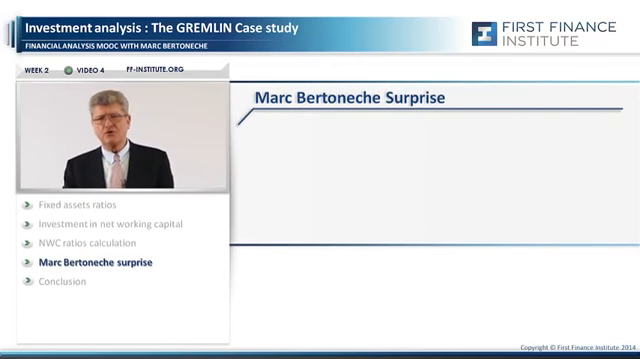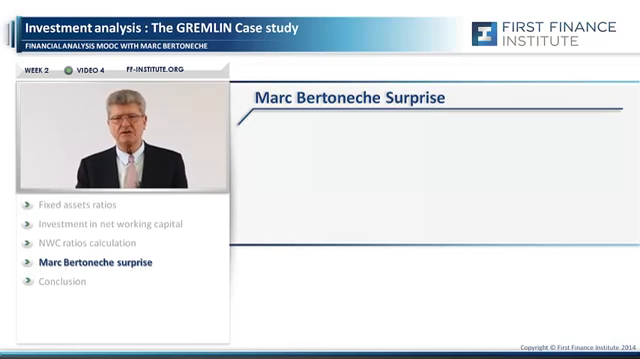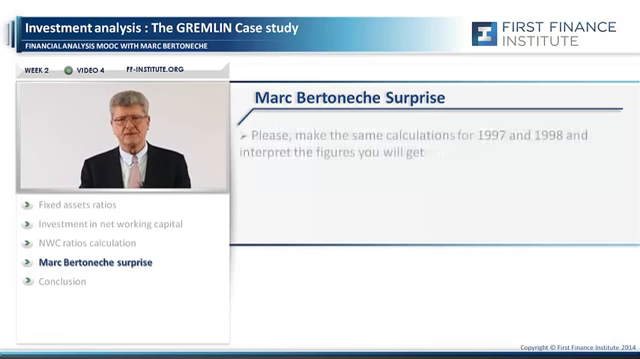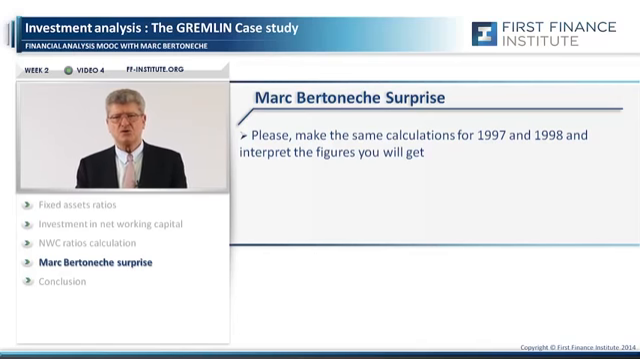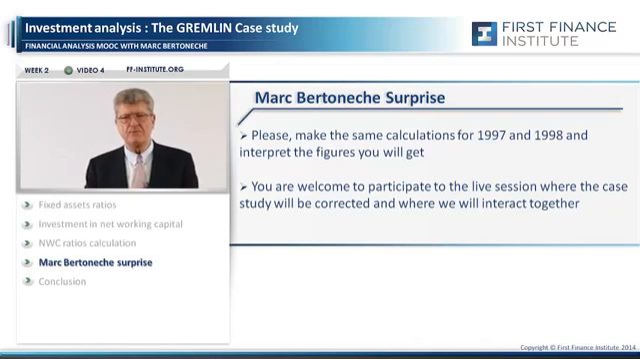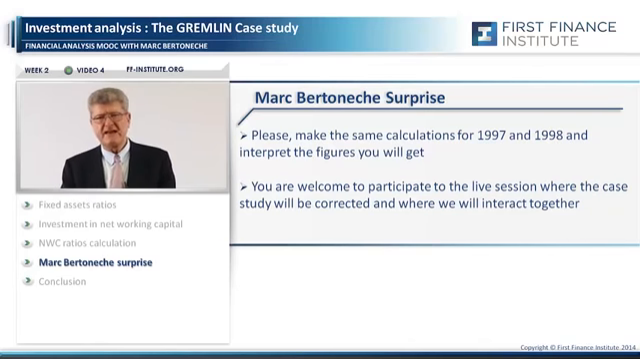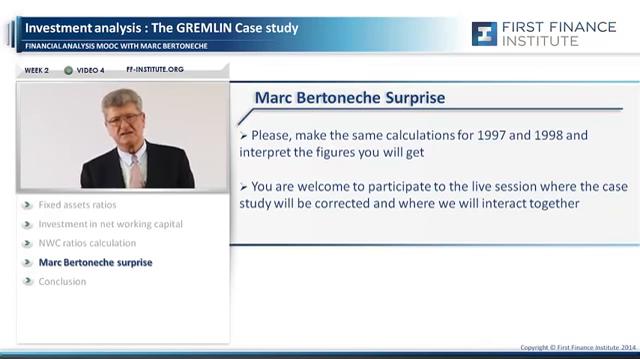And now, to conclude this week, and this hard work that we have done, my surprise. Please do the same calculation for 1997 and 1998. And try to interpret the figures that you will find. Try to look at the trend. Try to find what is abnormal, what is logical. Together, we'll go through the numbers in our live session and we'll try to make some sense out of them.